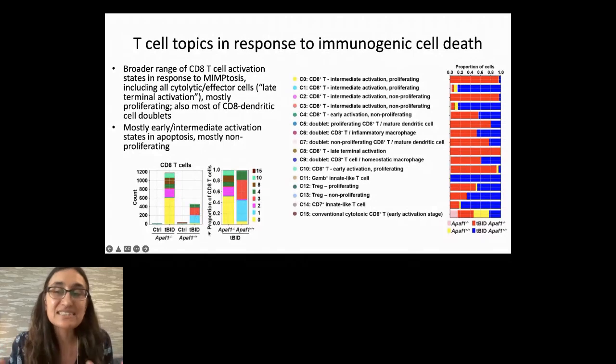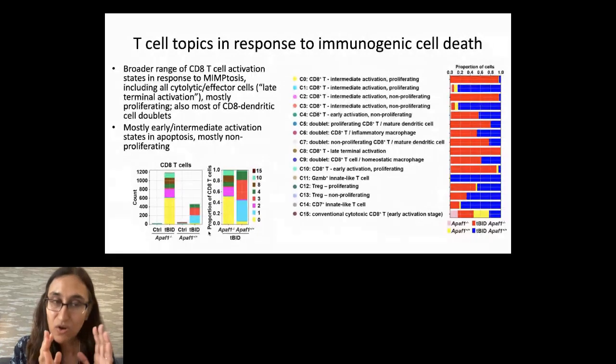but we can say more. We can say what their states are. We can say that there's a broader range of activation states, including basically all the T cells with the cytolytic or effector program, mostly proliferating, not all. Also, the dendritic cell CD8 doublets are all in the mitosis. Okay. In the apoptosis, it's more early and intermediate activation states and more non-proliferating.